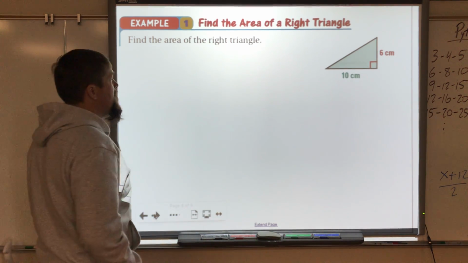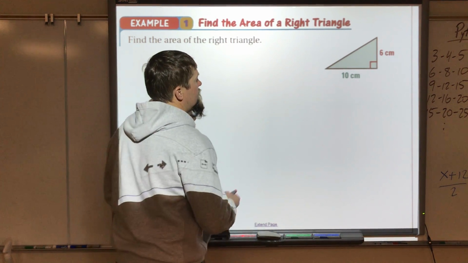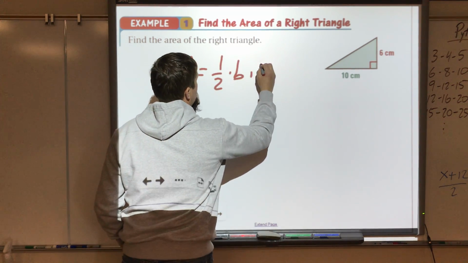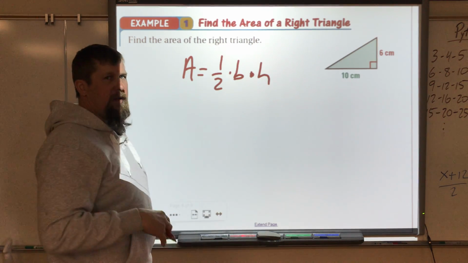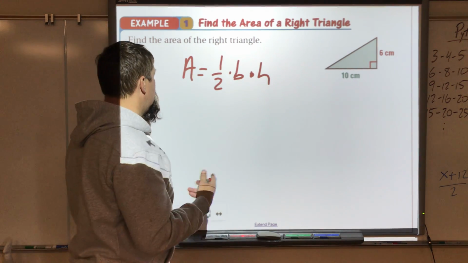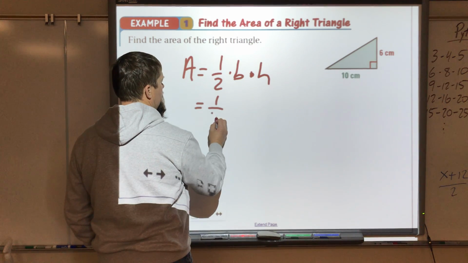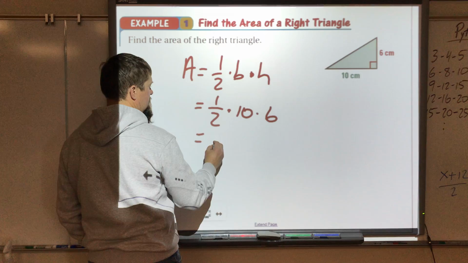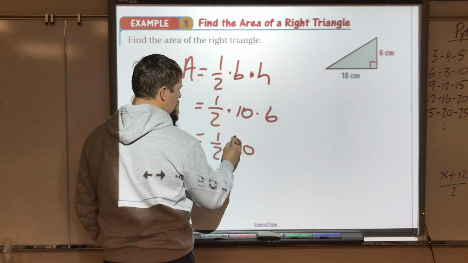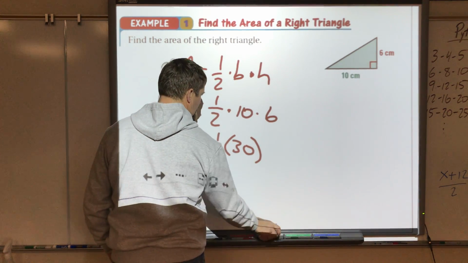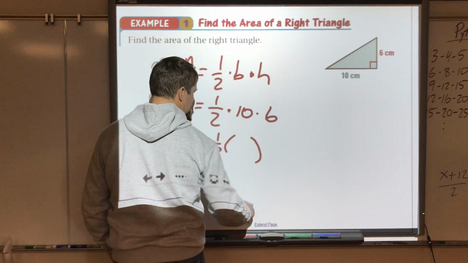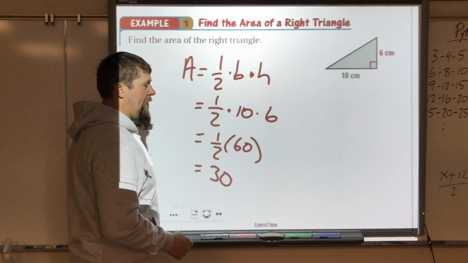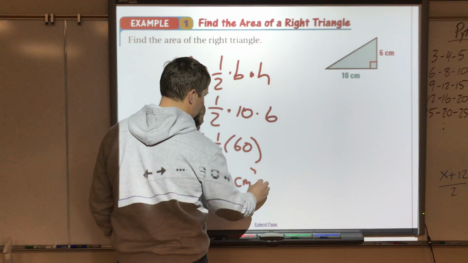Find the area of the right triangle. Well, that's very simple because it's just area is 1/2 base times height. So when you're doing your problems, I always want you to write the formula down. You'll learn the formulas, you'll be able to work the formulas better. 1/2 times 10 times 6. I'm sorry, I already took 1/2. 1/2 of 60, which is 30. Don't forget to label your answers centimeters squared.